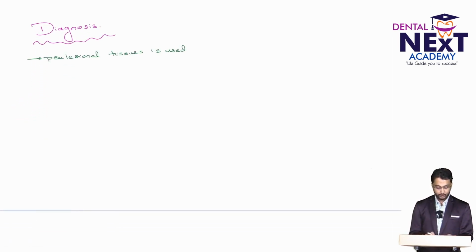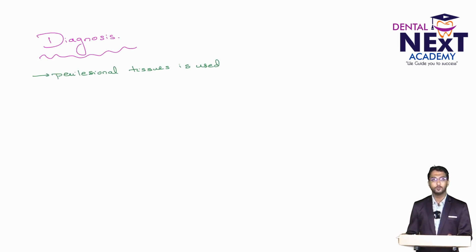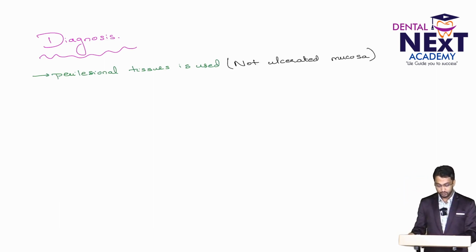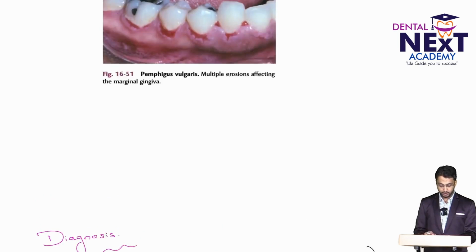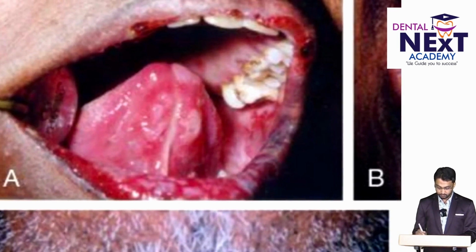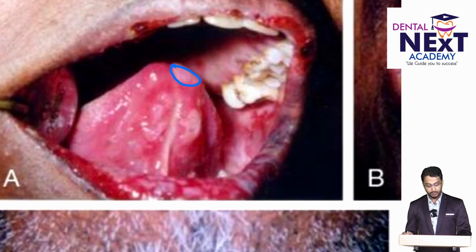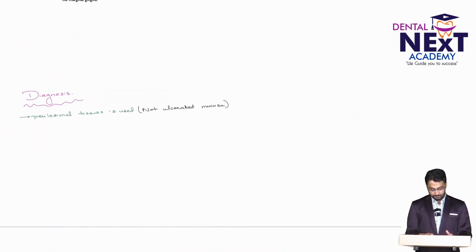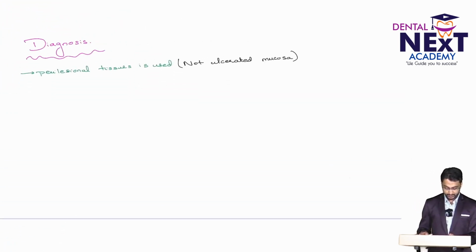So coming to diagnosis, perilesional tissue is used for histopathology. Histopathology is the most important tool for diagnosis, and you use the perilesional tissue, that is, not the ulcerated mucosa. For example, if this is the ulcer you have, you shouldn't be using that region. You have to use this area to get the proper histopathology. So that's what they're telling. Probably they might not ask you this, because much more important things are there.